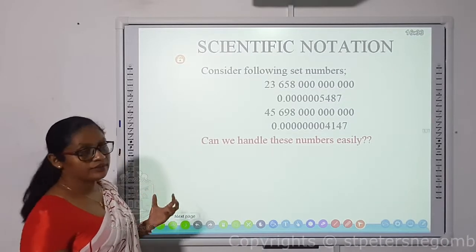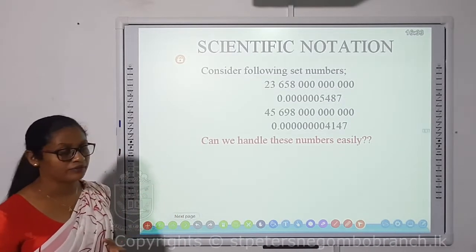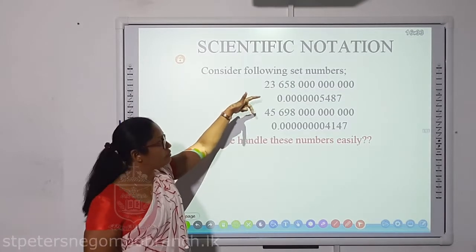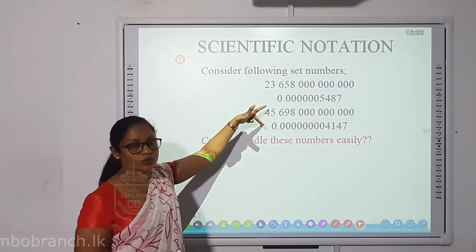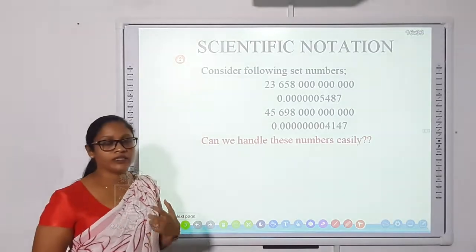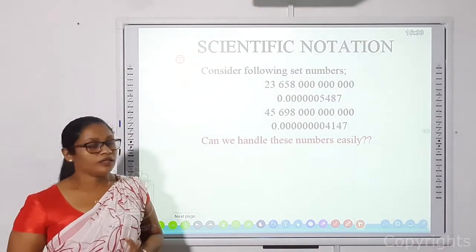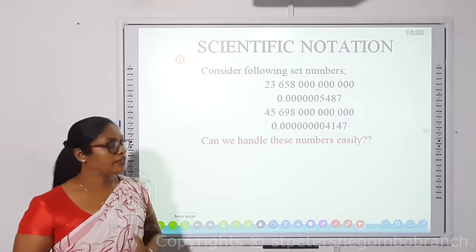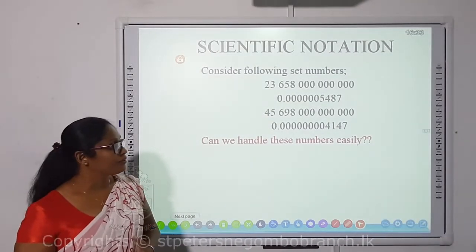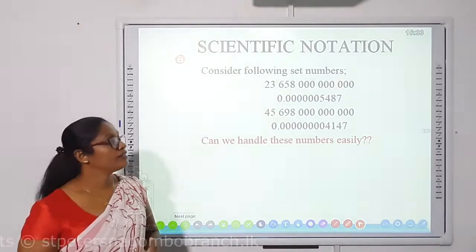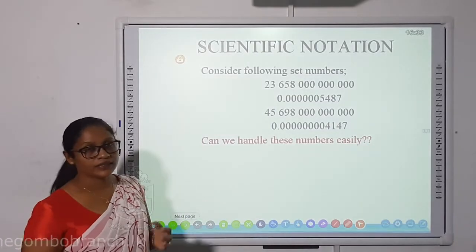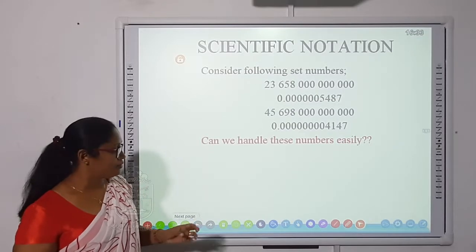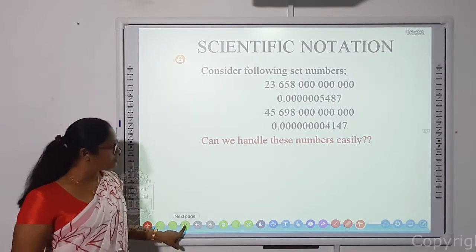Look at the screen, you can see 4 numbers I have written here. 2 numbers are very big, and the other 2 numbers are very small. Dealing with these kinds of numbers is very difficult. So to avoid that, the theory of scientific notation has been defined. We will move to the next one.